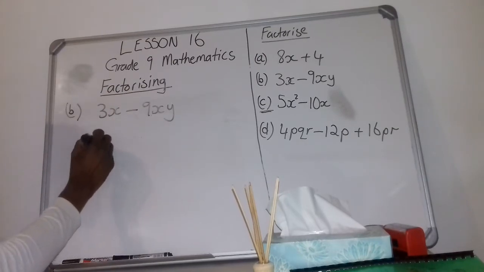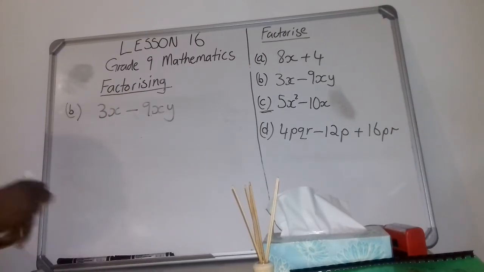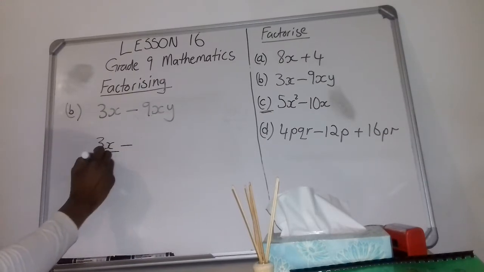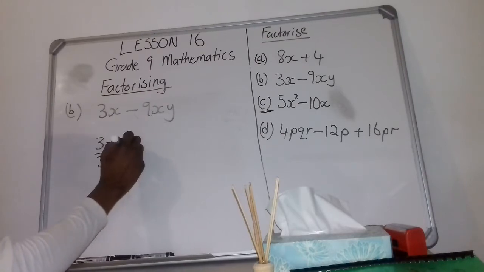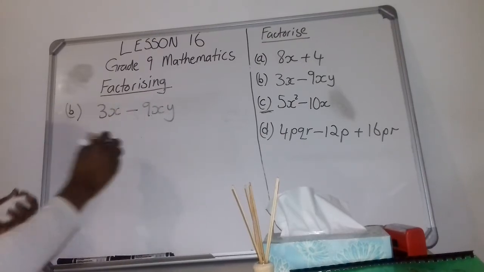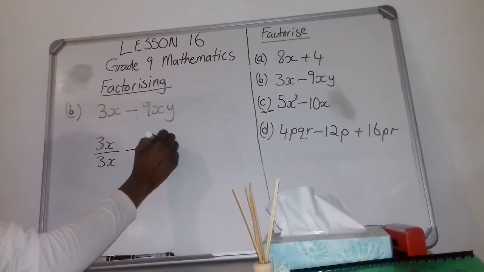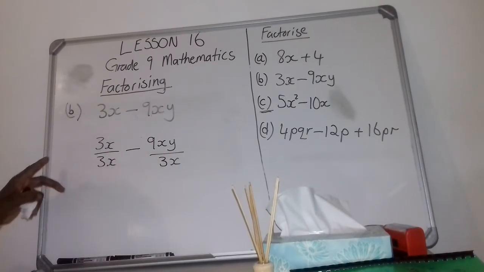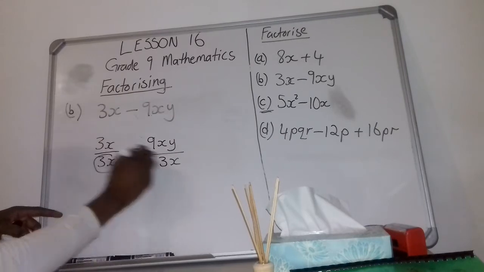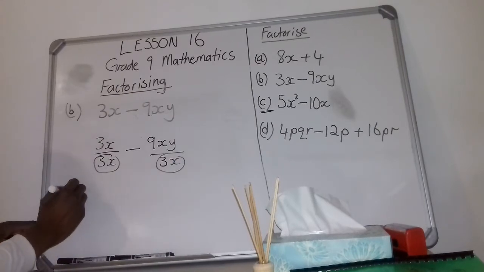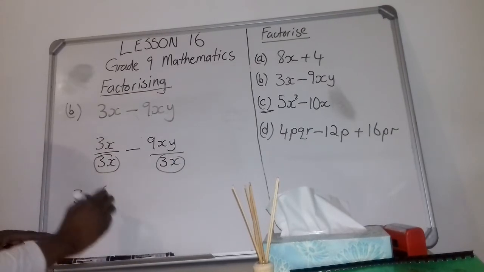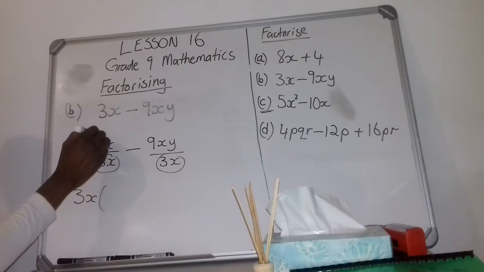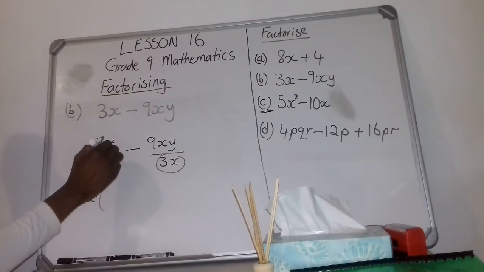So we say 3x divided by 3x minus 9xy divided by 3x. I'm running out of ink. So we divide each term by the highest common factor. Let's do that. So we put the highest common factor outside the brackets. So this is 1 because the 3s cancel each other.